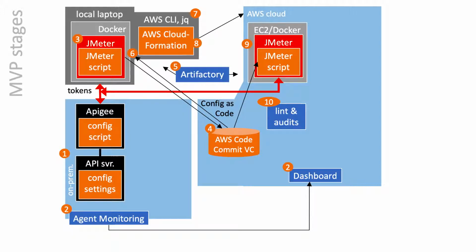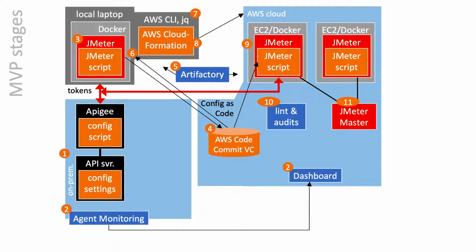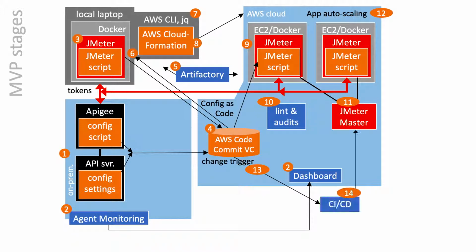When we need to add more JMeter instances to impose a heavier load, we can use a JMeter master to coordinate the Jenkins slave nodes. The master starts a fixed number of nodes to test app auto-scaling mechanisms. When configuration settings are under version control, changes can trigger CI/CD to automatically initiate test runs.